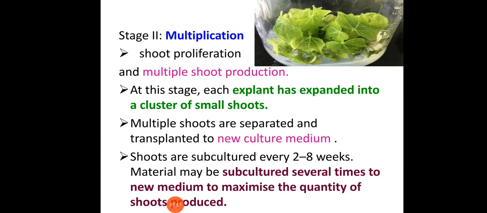Then multiple shoots are separated and transplanted into new culture media. Shoots are subcultured every 2 to 8 weeks. Material may be subcultured several times to new media to maximize the quantity of the shoots produced.